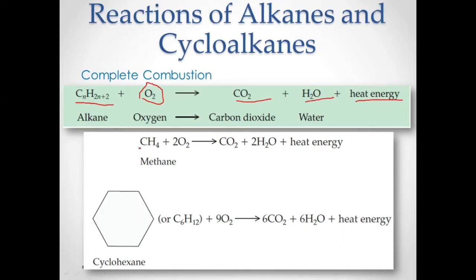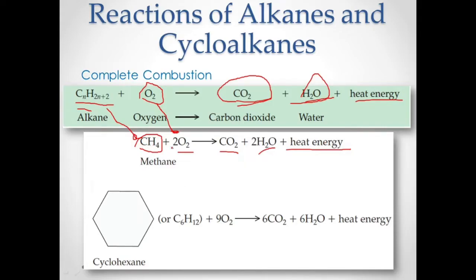For example, if you have methane, so methane plus oxygen. Remember, your oxygen is a starting material. So you have an alkane, methane, plus oxygen, then the products, if it is a complete combustion, would be carbon dioxide, water, and heat energy. Automatically, in a complete combustion, all the alkanes and cycloalkanes are converted to carbon dioxide, water, and heat energy. And don't forget to balance your chemical reaction.